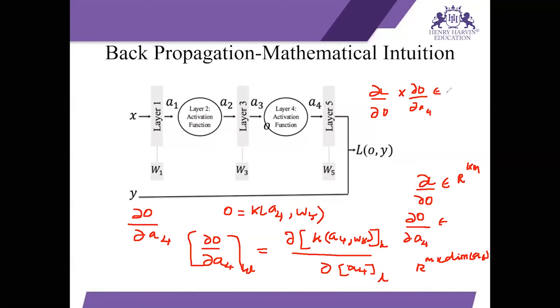So we have a matrix here of size 1 cross M, and a matrix here of size M cross dimension of A4, right? So what will be the size of the output now? It will be 1 into dimension of A4, right? Yes, because this is 1 cross M. Dou L by dou O is 1 cross M, and dou O by dou A4 is M cross dimension of A4, right?